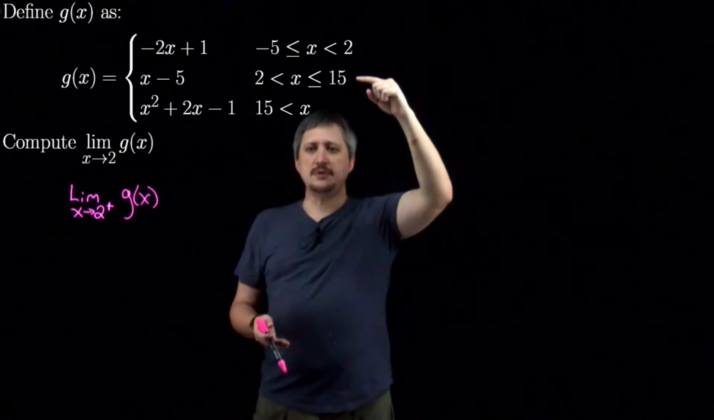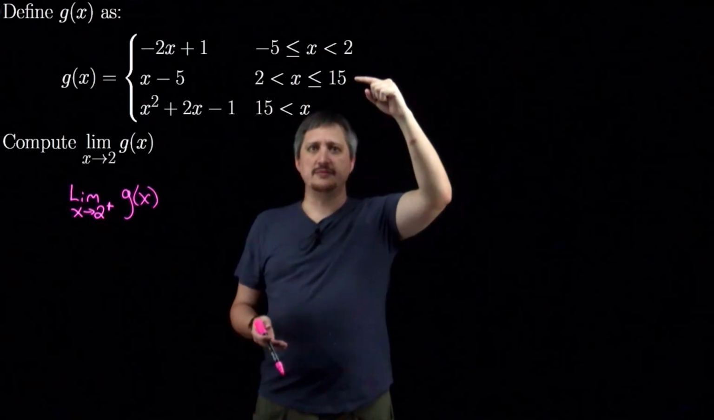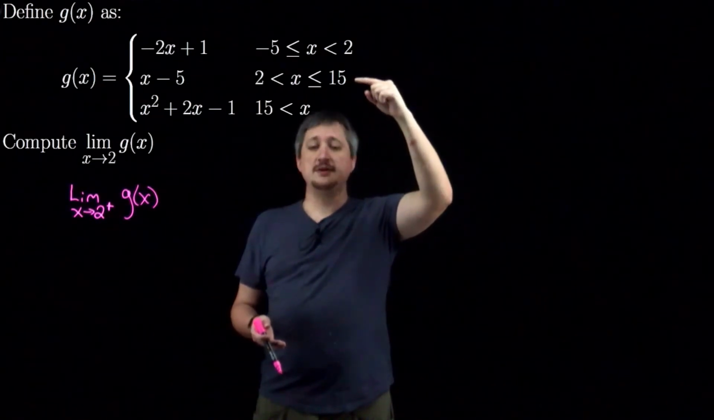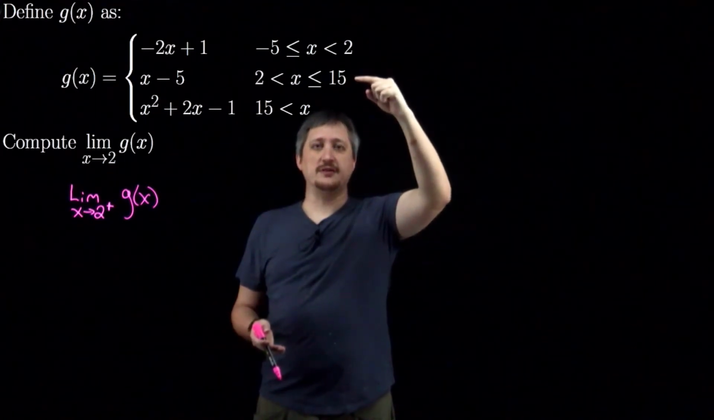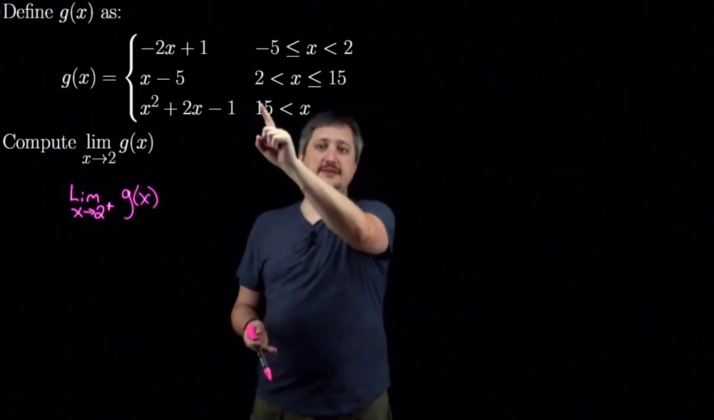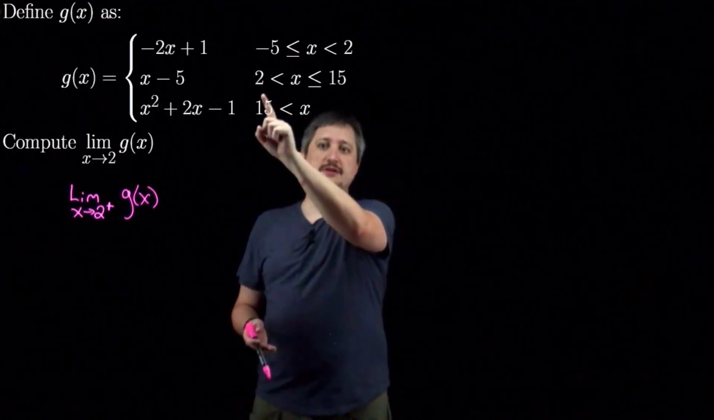So I'm looking at the limit as x goes to 2 from the right. That means I want this second function, this middle function, because that's what g of x equals when x is slightly bigger than that 2.